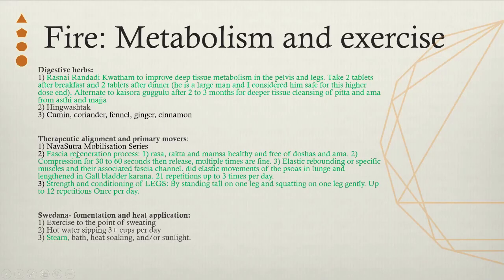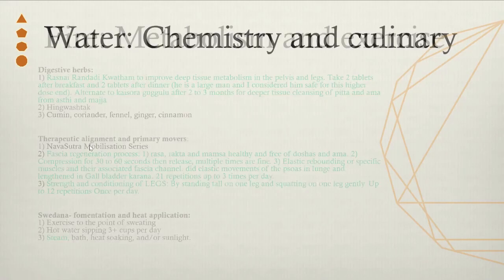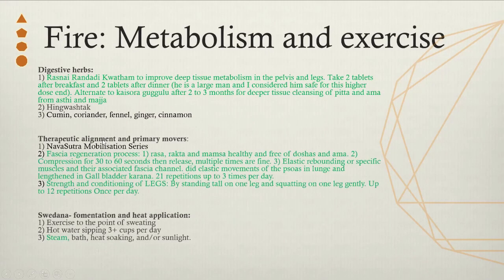In the therapeutic alignment, I talked about the fascia regeneration process that we did. We're looking at how first we want the fluids and the armor to be flowing. Then second, we do compression. Third, we do elastic rebounding. That's the key. And then we bring in some form of strength exercise to consolidate and strengthen the area. So this is at home stuff they do themselves to repair their body. And I explained that in more detail in the video earlier.